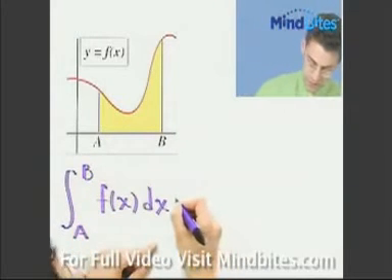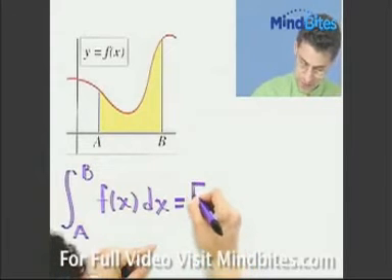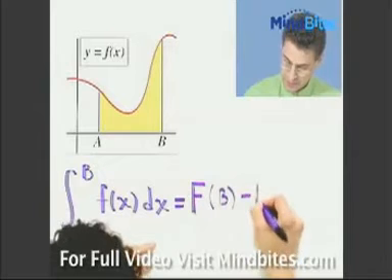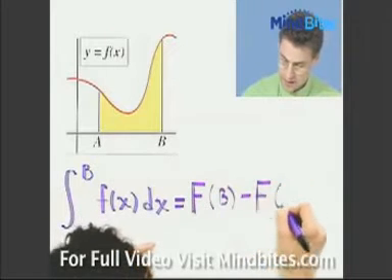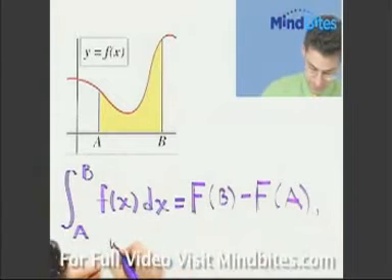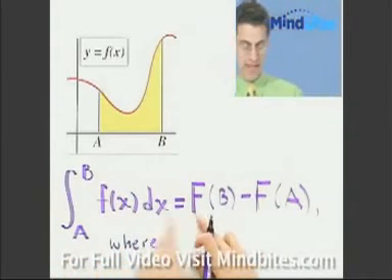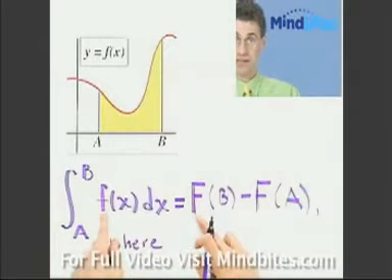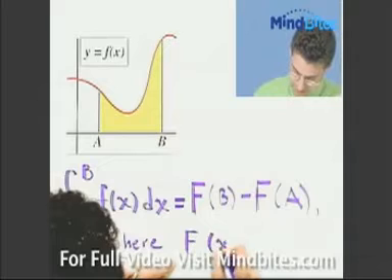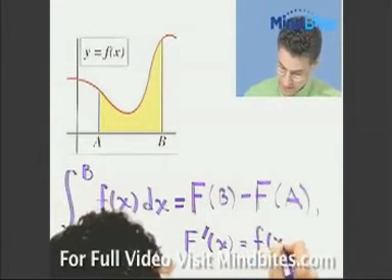And what does it equal? Well, it turns out that this equals nothing more than capital F of B minus capital F of A. Now I've got to tell you what capital F is. Well, capital F is the antiderivative of little f. So capital F is the function whose derivative is f of x.